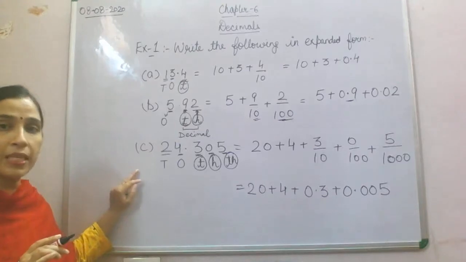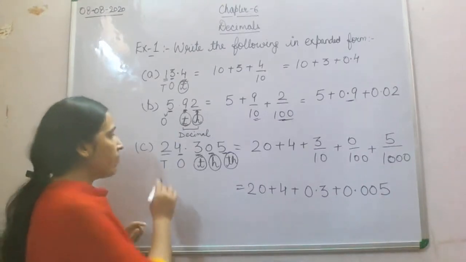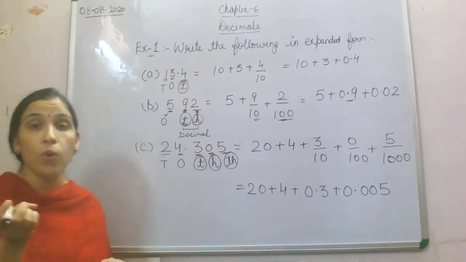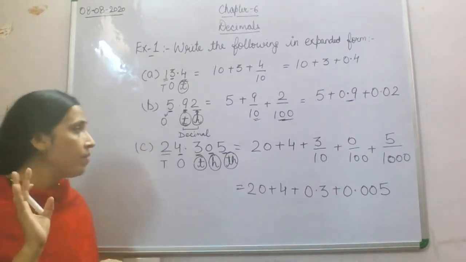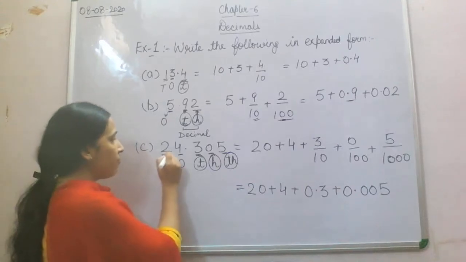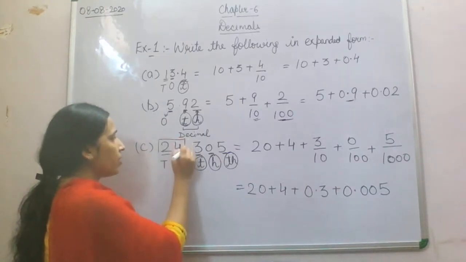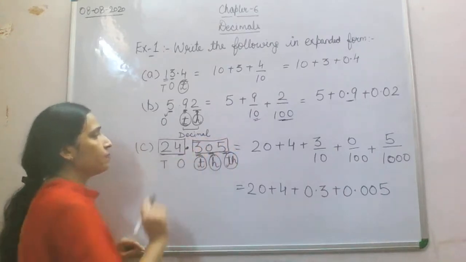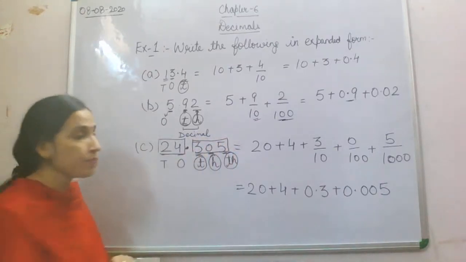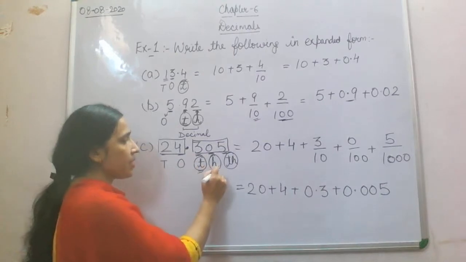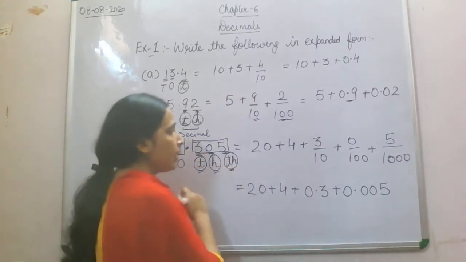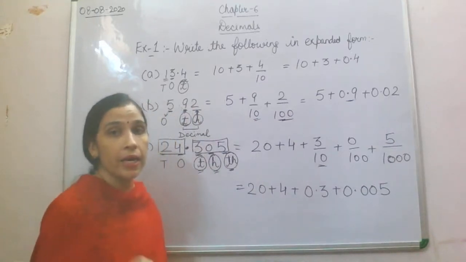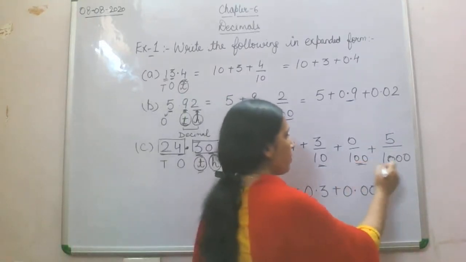Now we'll come to C part. In C part we have 24.305. Now this 24 is your whole part, and after the decimal this is your decimal part. So this is your tenths place, this is hundredths and this is thousandths. It means we are going to divide by 10, 100 and 1000.